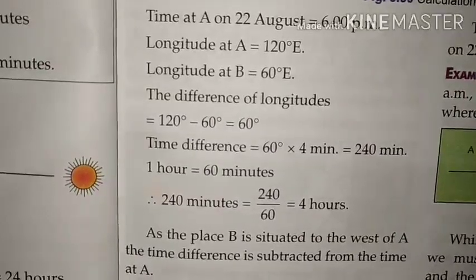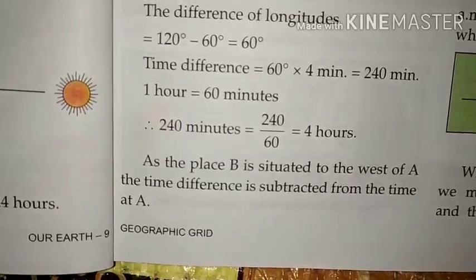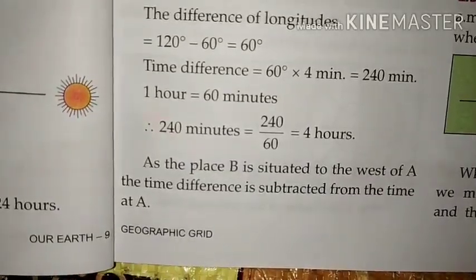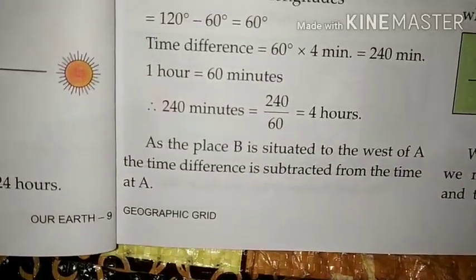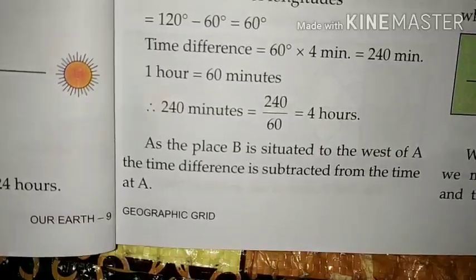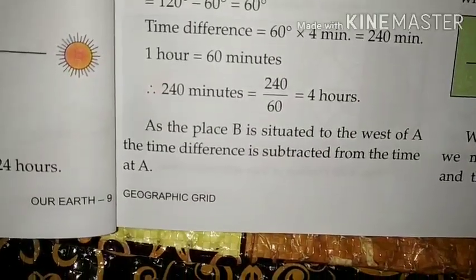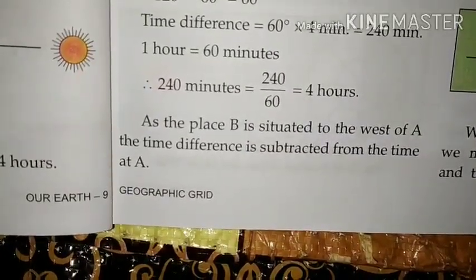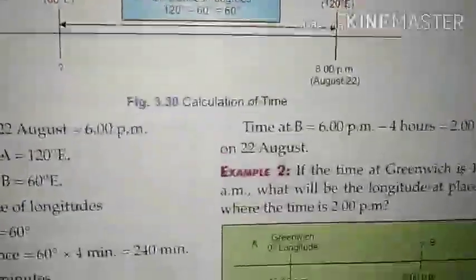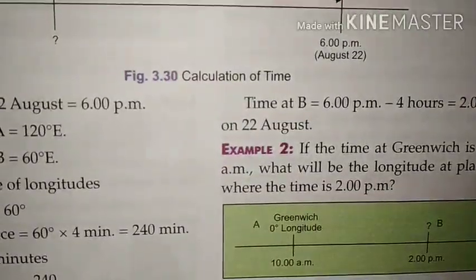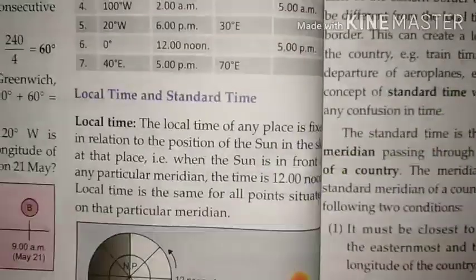So the difference of longitude is 120 minus 60 equal to 60 degrees, and for the time difference, as you can understand, 1 degree is equal to 4 minutes, so 60 degrees will be equal to 60 into 4 minutes, 240 minutes. So 1 hour is equal to 60 minutes, so 240 minutes will be 240 upon 60, that is 4 hours. So there will be a difference of 4 hours. As place B is situated to the west of A, the time difference is subtracted from the time at A. So after calculating, we have got 2 p.m. So this is how we have to solve such questions.